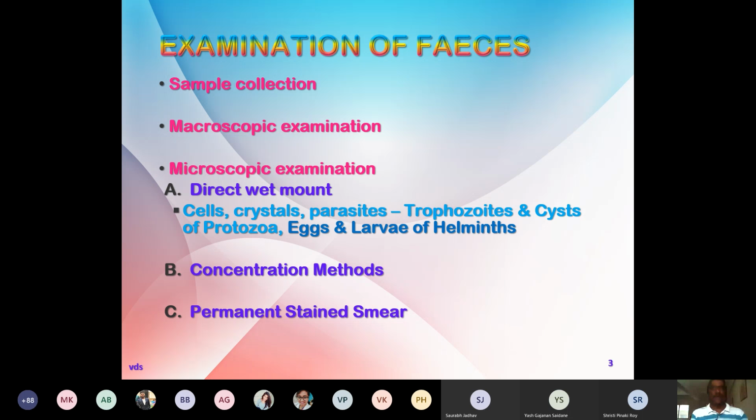With other parasitic infections, we will also study the sample collection with that particular parasite. Then, particularly in feces, we are going to study how the sample is to be collected.